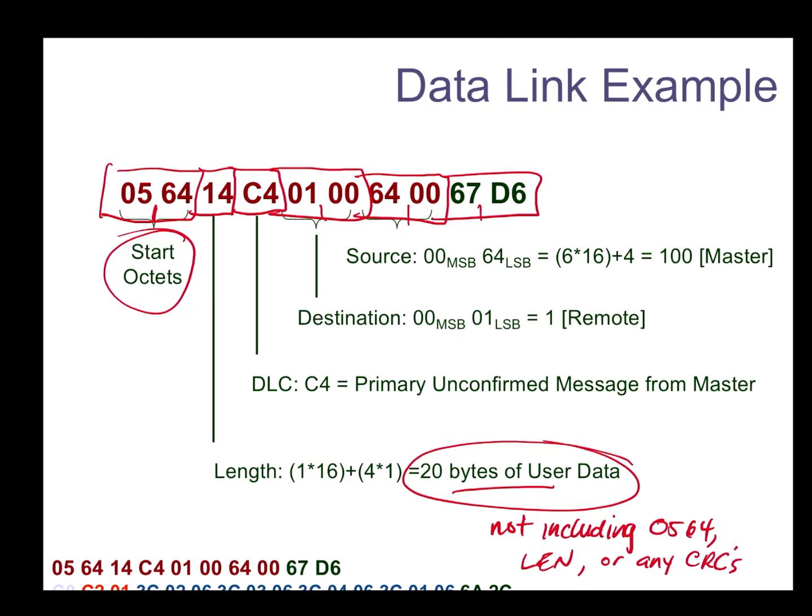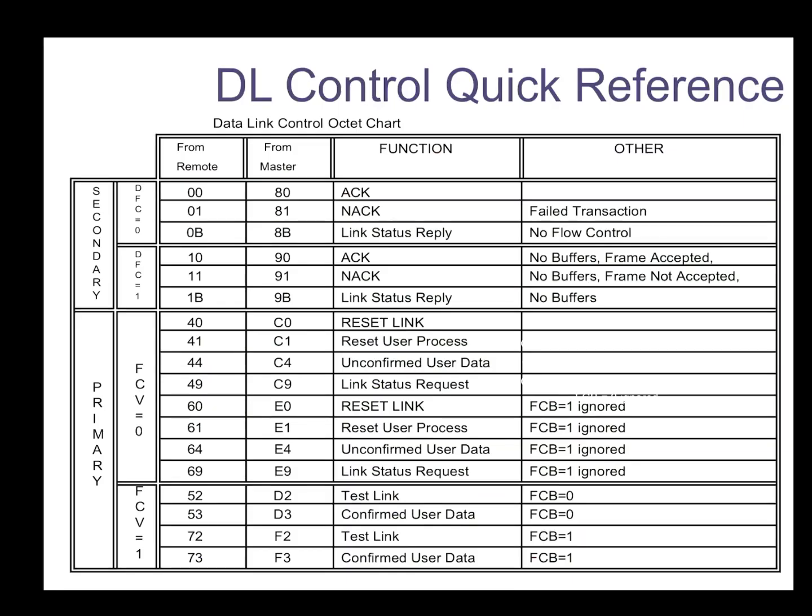So if you were to count up like we did previously, you'd see there's 20 bytes to this request. Now, let's take a look at our DLC of C4. What we're going to do is use this table like we talked about, and look up C4. C4 is going to put us right here. Okay, so what does that tell us?